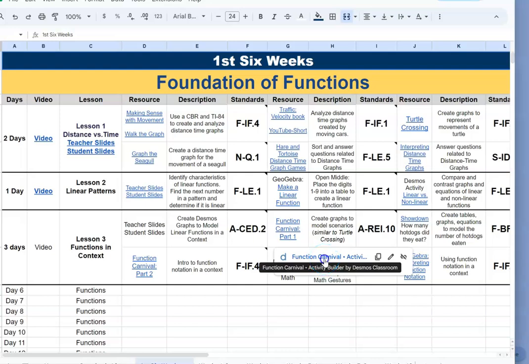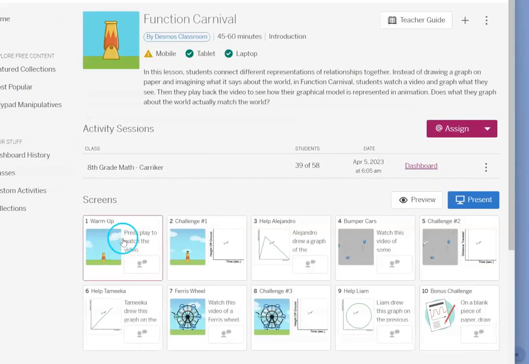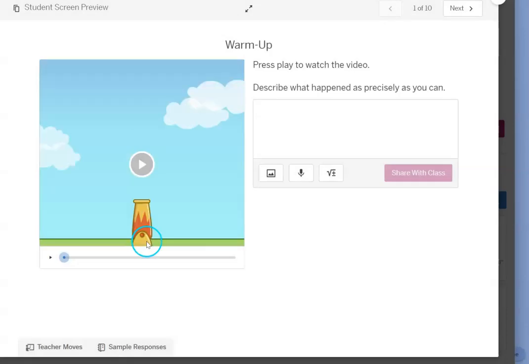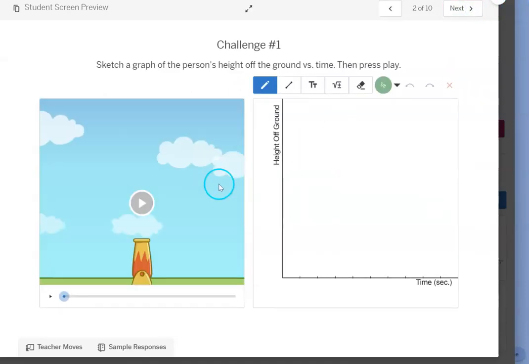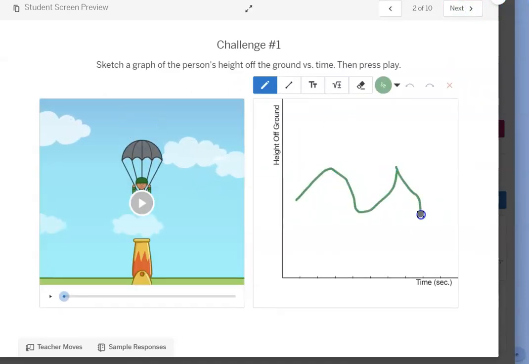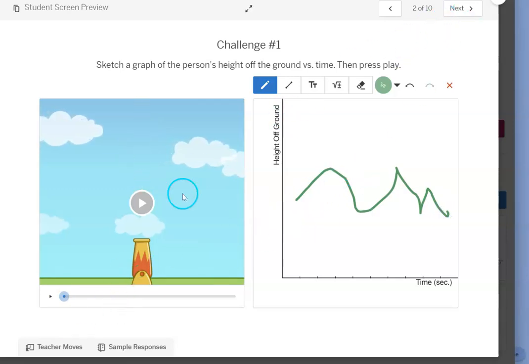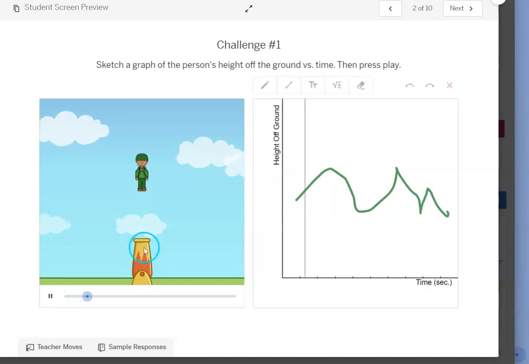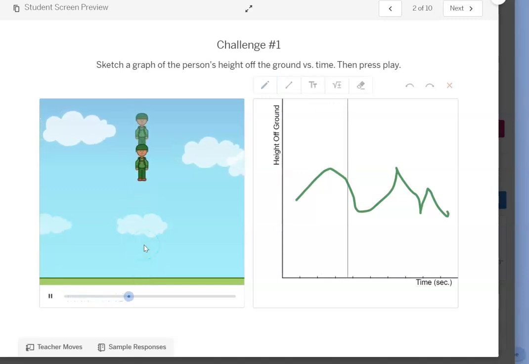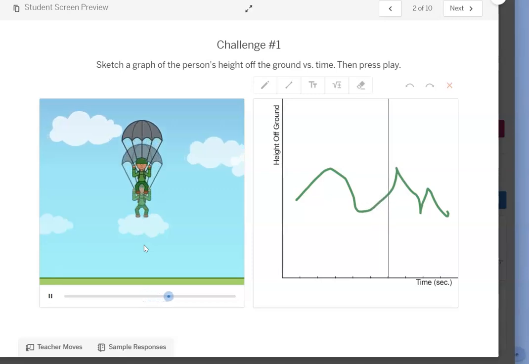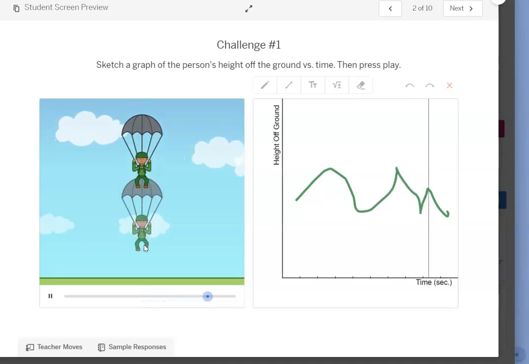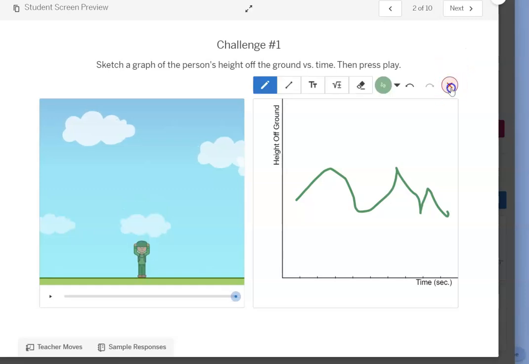This is Function Carnival 1, and I've given you a link out to this activity. It's very fun. It's very similar to Turtle Crossing. So they're going to click this and describe what's happening. And then you're going to actually sketch a graph of what you want him to do. You'll get some crazy stuff here, so just expect it. Their goal is to try to match, like their guy needs to match the one you see there that's kind of faded out. So I didn't do too good, but they can click X here and try again.